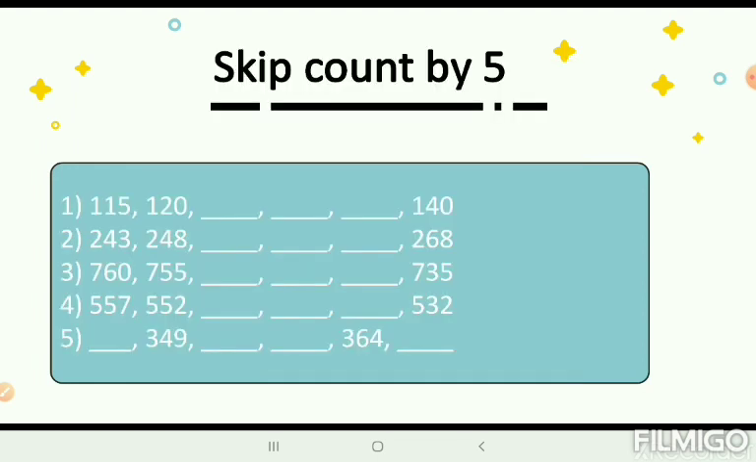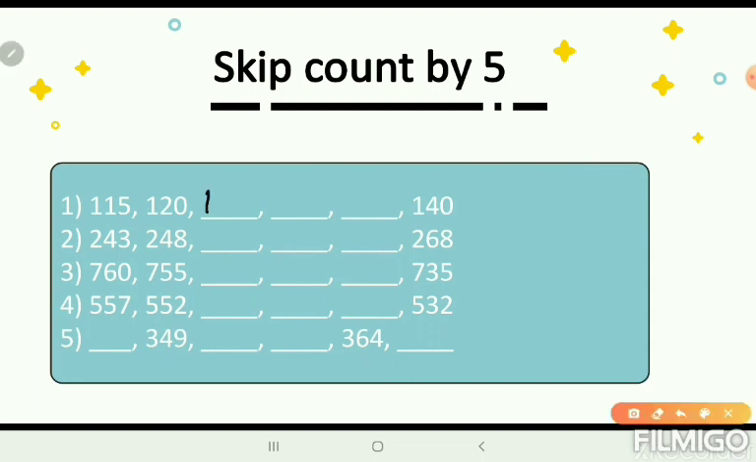Okay, here let's see some of the examples given. Okay, so children, you can write the date, write the topic, write the learning objective and outcome, and you can do these 5 questions in your notebook. Question number 1: 115, then 120. There is an increase of 5. After 120, what will come here?